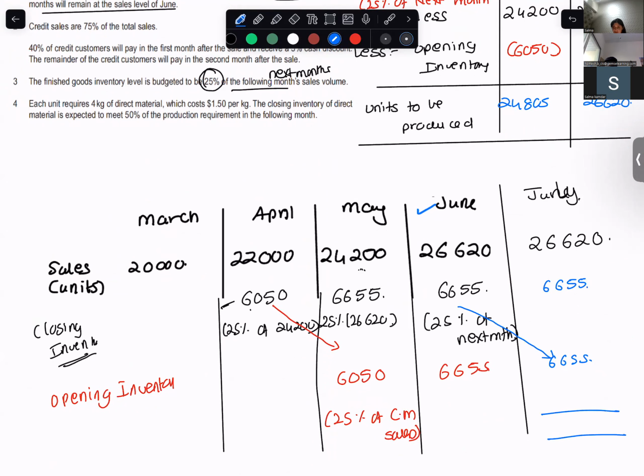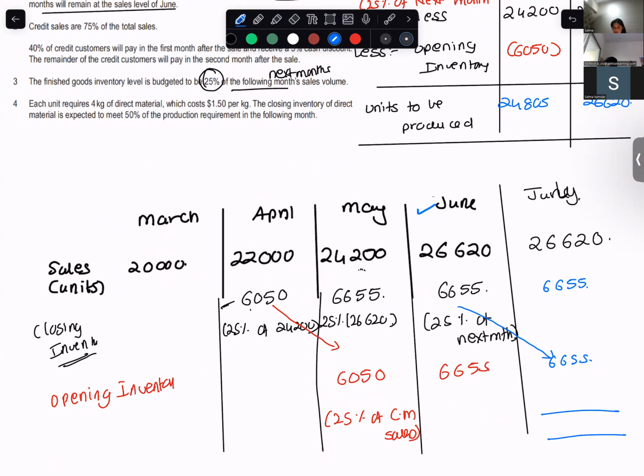Are you with me? Okay, fine. So now I have to make a purchase budget. I'm giving you time, work on it. I need to make the purchase budget for May, June. When I do the working, I will do the working for July also, and one month prior also, maybe March, April.